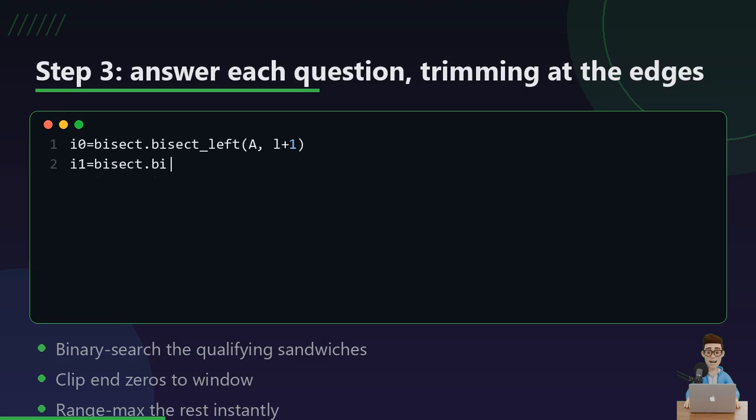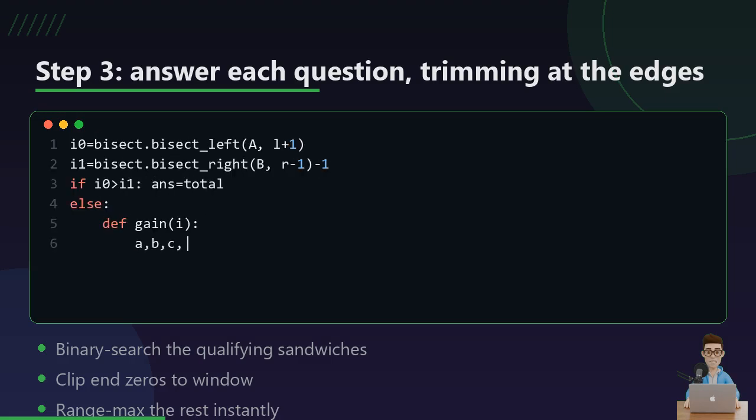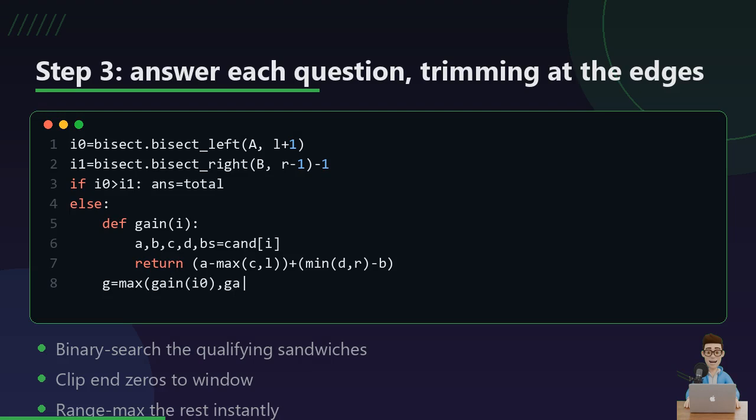Step 3 handles each question, which asks about one chosen slice of the string. We quickly find which sandwiches fit inside that slice. The 2 sandwiches at the far ends might stick out past the slice's edges, so their zeros get trimmed to fit. We adjust those 2 by hand. Every sandwich in the middle sits fully inside, so it keeps its full gain, and our cheat sheet, the sparse table, hands us the biggest one in an instant. Slow to build, lightning to ask.